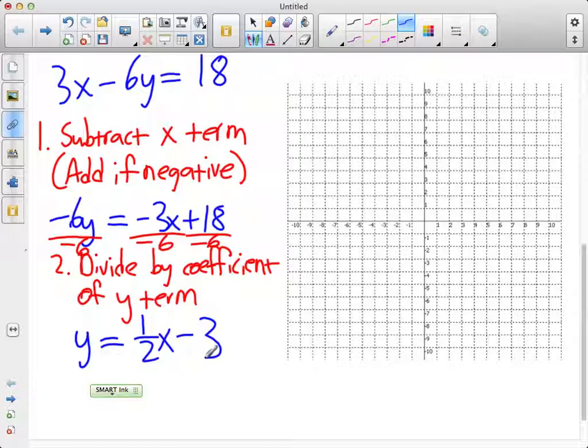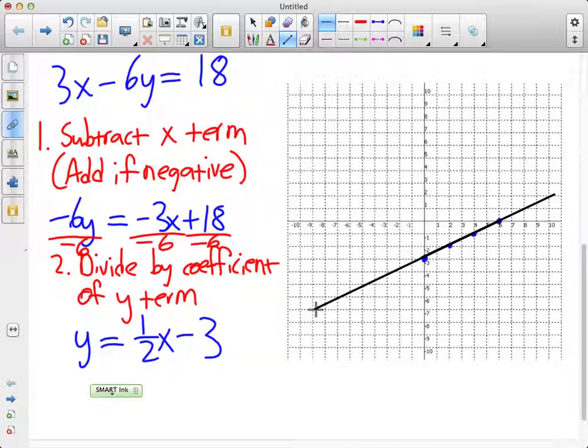Now we go down to negative 3. And then my slope is 1 over 2. So I go up 1 over 2. Up 1 over 2. Since the slope is positive, as x increases, y increases. Everything's going up. And there's my line.